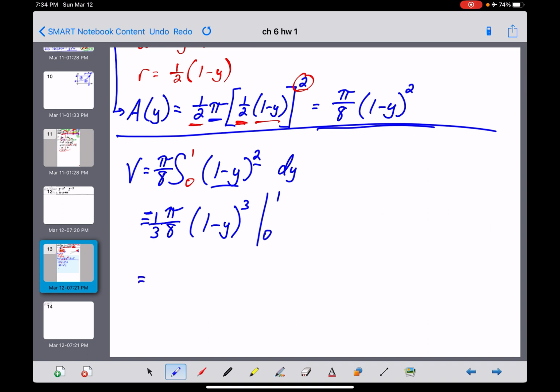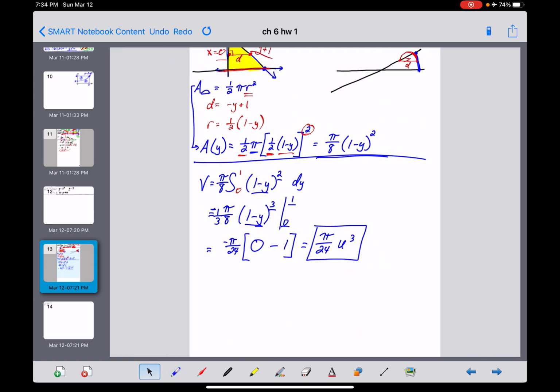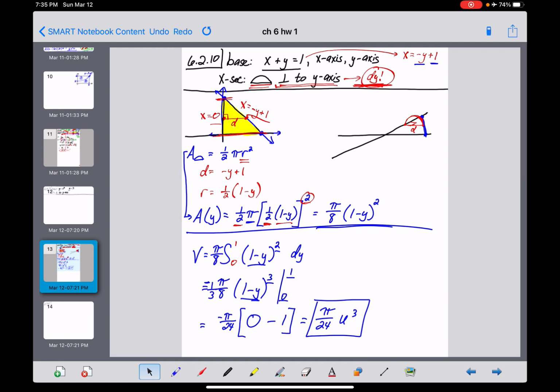So this got a little messy, but it's not too bad. I now have a negative pi over 24 out in front. And then in brackets, let's put the 1 in there. 1 is going in for y, so 1 minus 1 is 0 cubed. That's just 0. Minus, let's put a 0 in there now. 1 minus 0 is 1, cubed is 1. So we end up then with a negative pi over 24 times a -1, which worried me for a minute. I thought my answer might be negative, but it looks like it's going to come out to be a positive pi over 24 cubic units. All right, guys. So that is how we worked out problem number 10 in section 6.2.